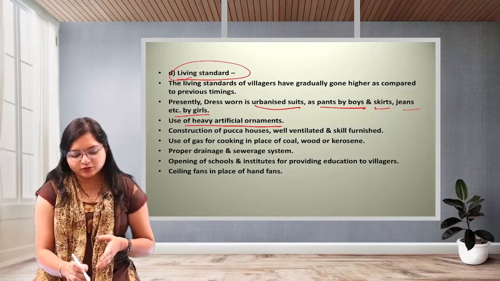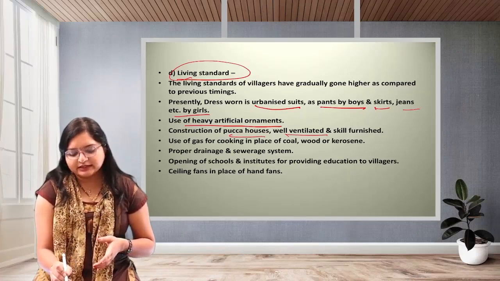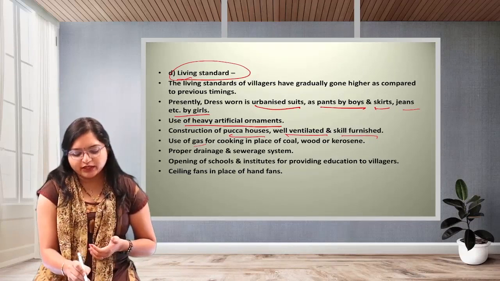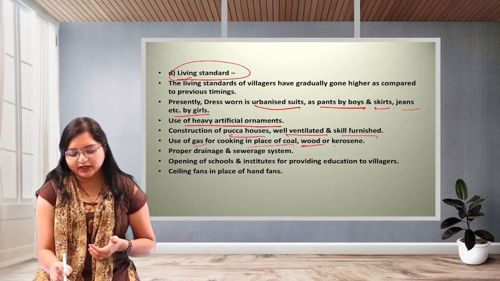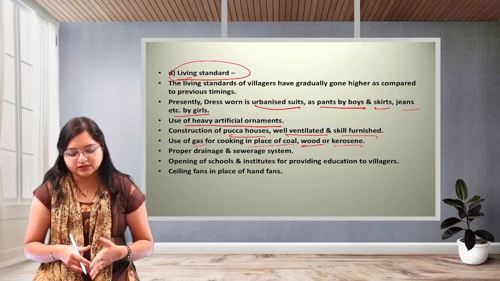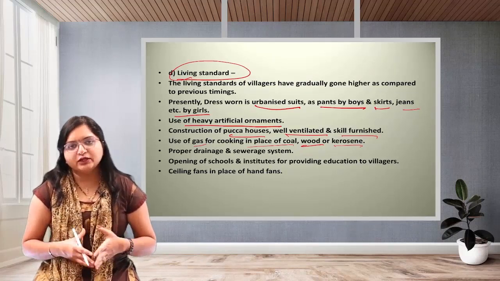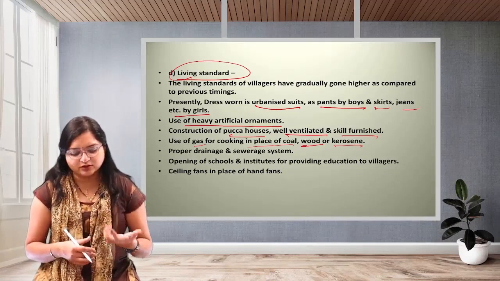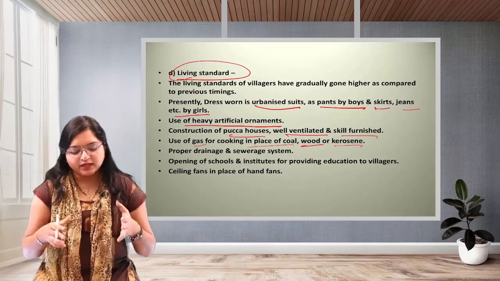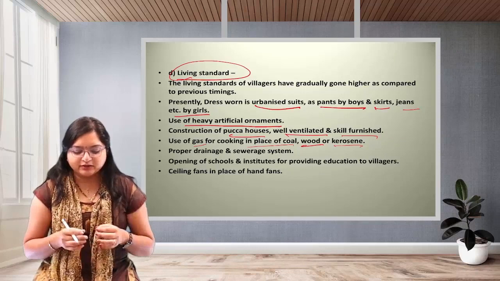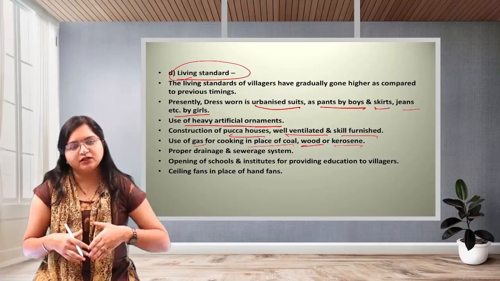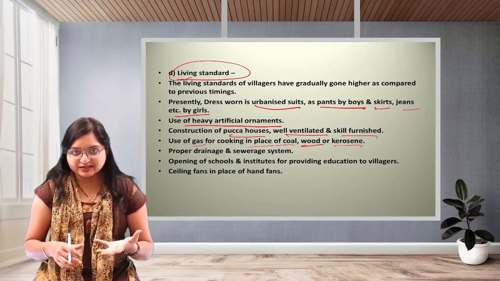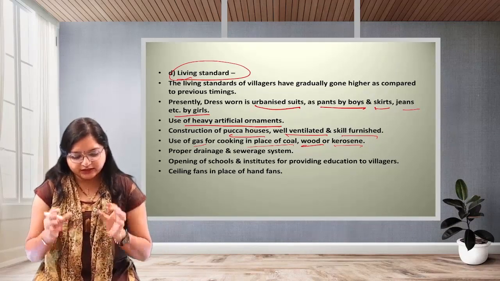Pakka houses are constructed, well ventilated and well furnished, and they use gas for cooking in place of coal, wood and kerosene. In previous years they were using coal, wood and kerosene in the primus stove for cooking, but nowadays it has been replaced by the gas system. So the earlier use is being decreased.